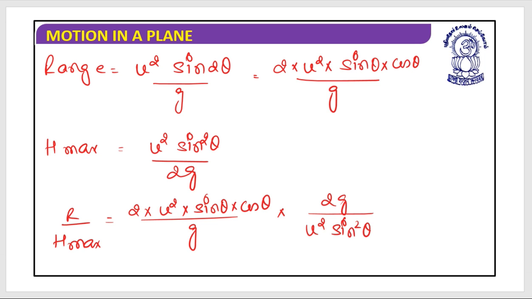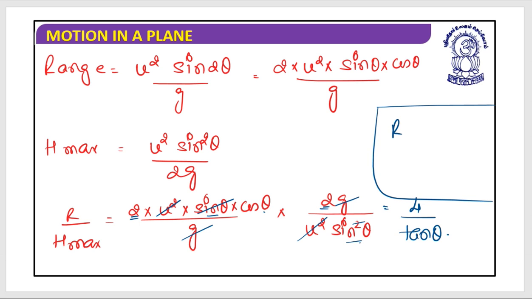If I solve this, u square gets cancelled, g gets cancelled. Here it is sine theta, here it is sine square theta, so one power has gone. What I remain with is 2 into 2, that's 4, divided by sine theta by cos theta, which is tan theta. So this is very important: R by h max equals 4 by tan theta. Please write this in your notebook, we are going to use this.